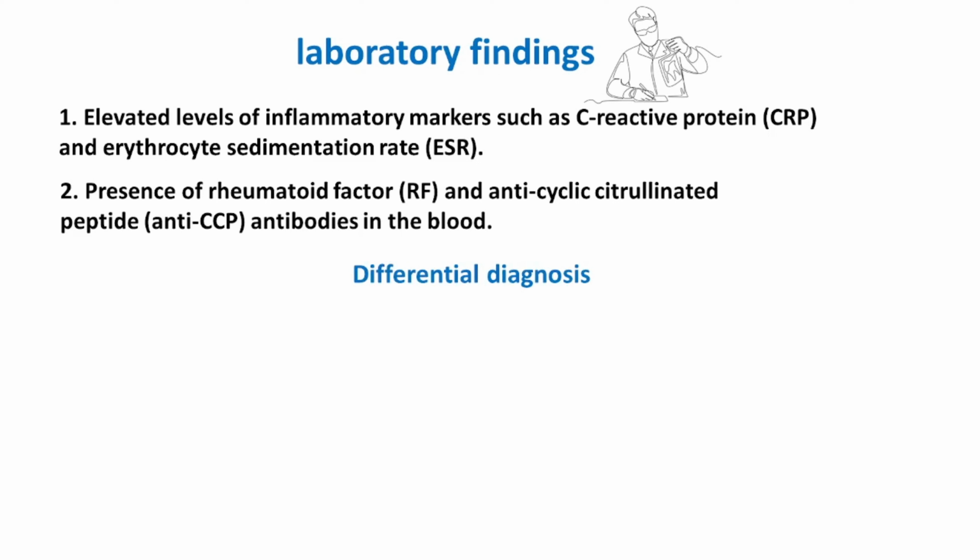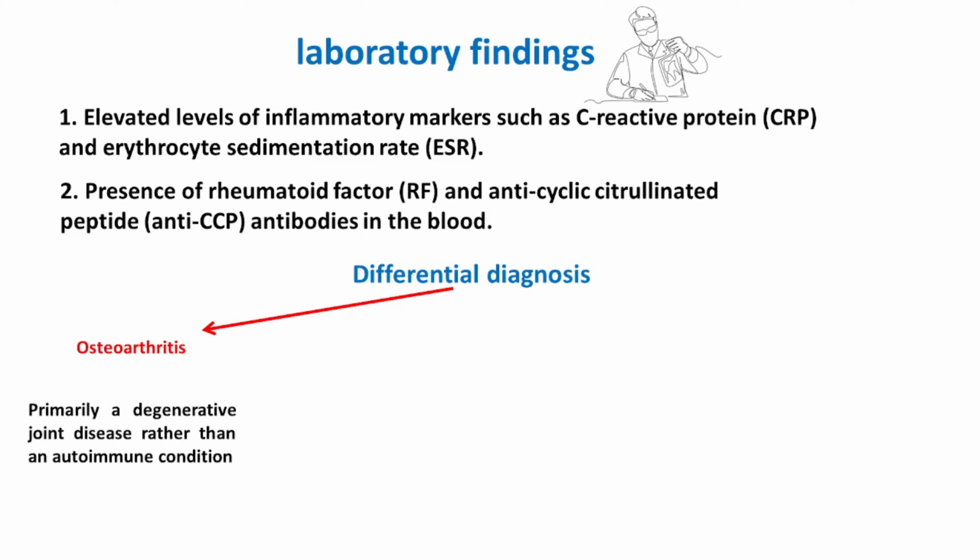Rheumatoid arthritis shares some clinical features with other forms of arthritis, but there are key differences that aid in differentiation. Osteoarthritis. Unlike rheumatoid arthritis, osteoarthritis is primarily a degenerative joint disease rather than an autoimmune condition. Osteoarthritis typically affects weight-bearing joints asymmetrically, while rheumatoid arthritis commonly affects small joints symmetrically. Presence of inflammatory markers and autoantibodies is usually absent in osteoarthritis.